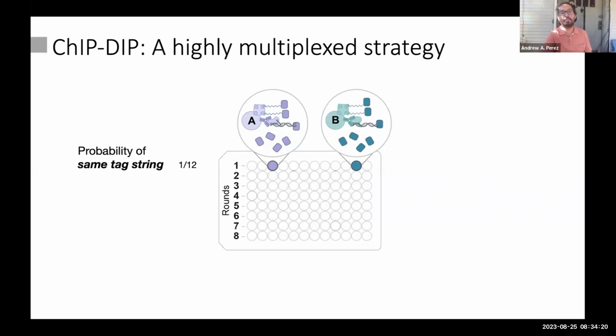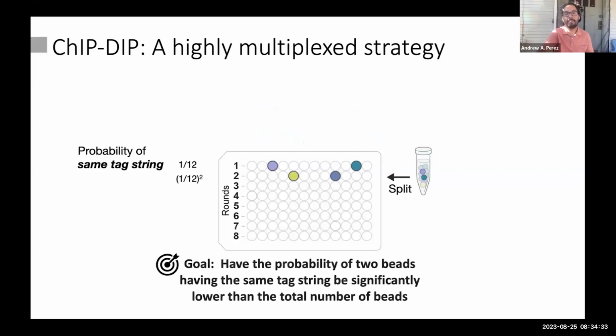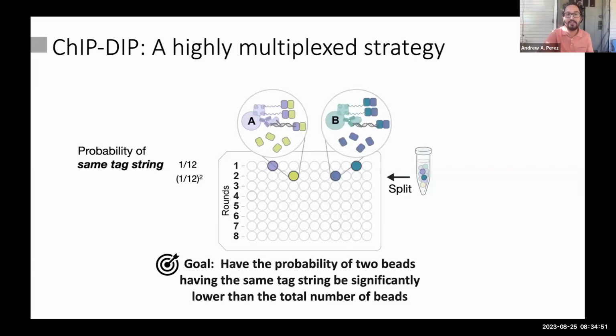If we use 12 wells, each one has one barcode. That's a 1 in 12 probability that each bead will have the same string of barcodes. In these experiments, we have millions of beads, so 1 in 12 is not very good. It's not enough. But if we pool it and then split it out again, these independent events will sort randomly, and we'll get a 1 in 12 squared chance of having the same string. Ultimately, our goal is to have the probability of 2 beads having the same string of barcodes be significantly lower than the total number of beads.